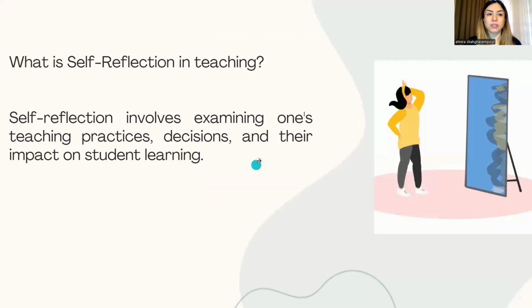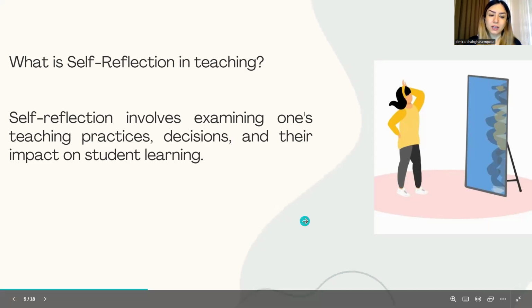So, what is the concept of self-reflection in teaching? Self-reflection involves examining one's teaching practices, decisions, and their impact on students' learning. So everything starts with the teacher himself or herself. During the process, the teacher will decide on what to do to have a better atmosphere or better outcomes, and then applies it in the classroom, and the outcome is a better impact on student learning, which I believe both teachers and students will take advantage of.